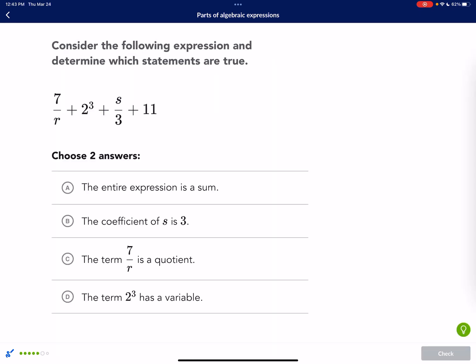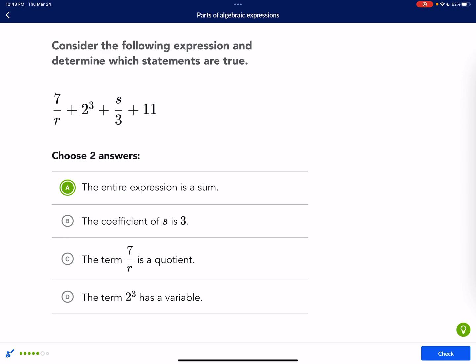Consider the following expression and determine which statements are true. All right, let's look at each one of them. So we need to figure out which ones are true. The entire expression is a sum. So I have some stuff being added to some stuff, being added to some stuff, being added to some stuff. So I feel like this one is true unless they're not liking the idea of those quotients there.